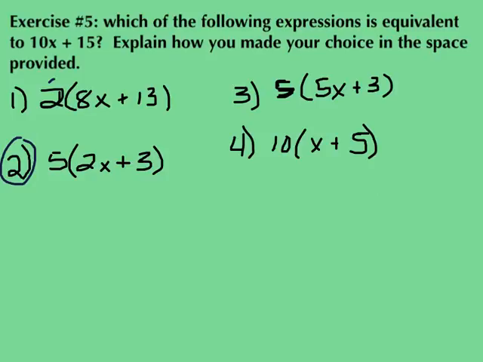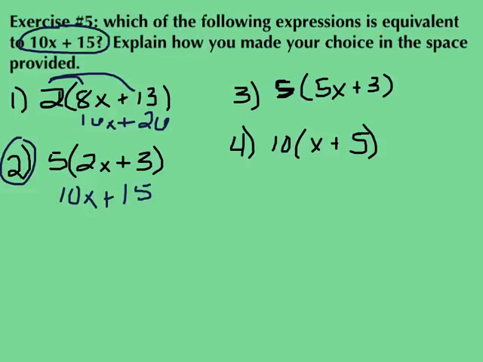So number 1, if I were to distribute the 2, I would get 16x plus 26. That is not equivalent to 10x plus 15. If I went to number 2 then, 5 times 2x gives me 10x, plus 5 times 3 gives me 15. That's the correct answer. So this expression is equivalent to this expression, written just 2 different ways.